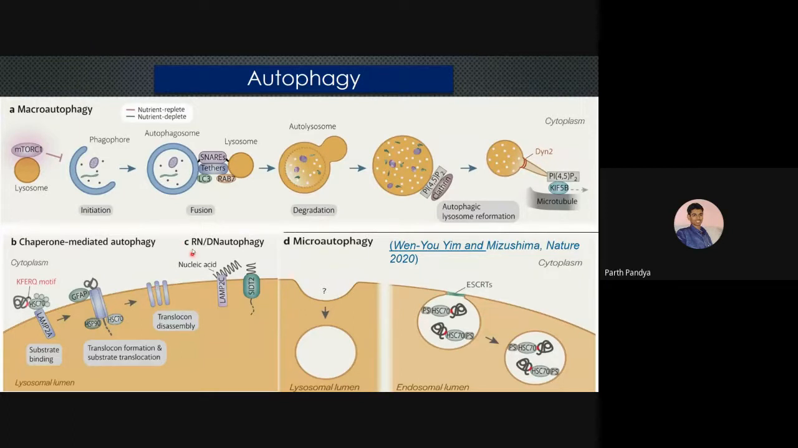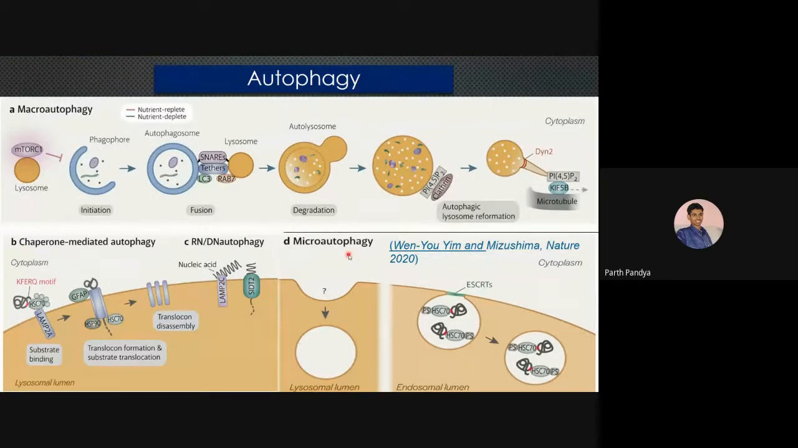Then we have RN or DN autophagy, where majorly the nucleic acid molecules are degraded. Again, that is being driven by LAMP2C, which passes the nucleic acid to your SIDT2. This SIDT2 is specifically for nucleic acid, and it will form the translocon, and that will go inside. Okay. Then next we have the microautophagy.